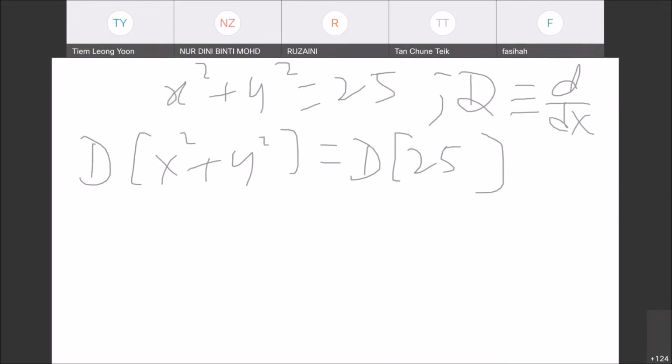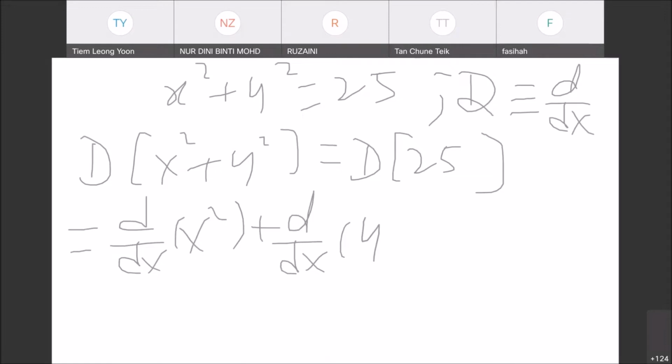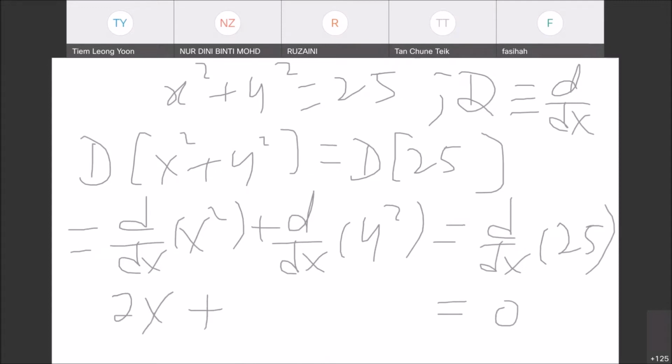So the left hand side is d dx of x squared plus d dx of y squared. To be more specific, I write it down in more detail, which I don't have to, but just to demonstrate how this is done. So d dx of 25, right? The derivative of 25 is nothing but just 0. d dx of x squared is just 2x. Then d dx of y squared, according to the chain rule, is just 2y dy dx. So we are almost done.